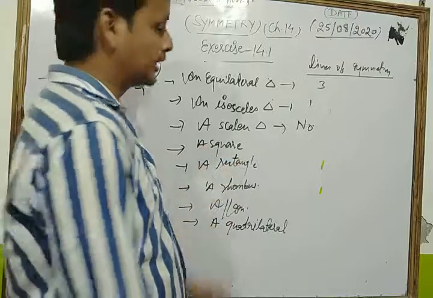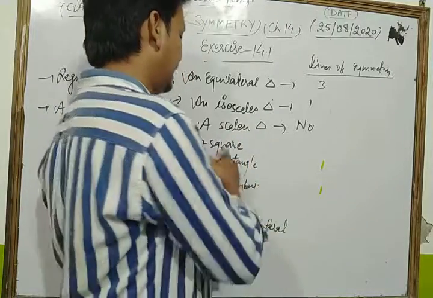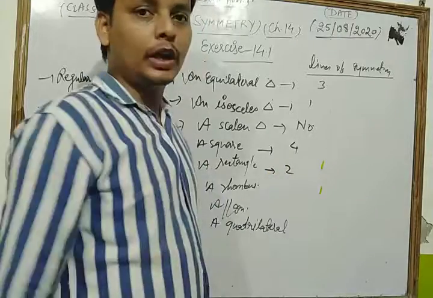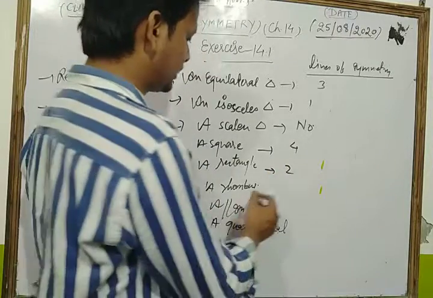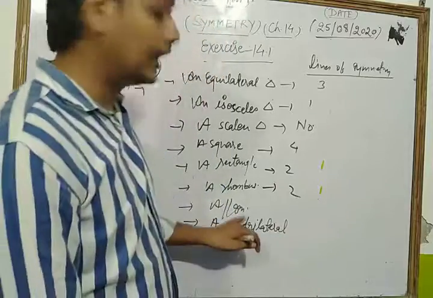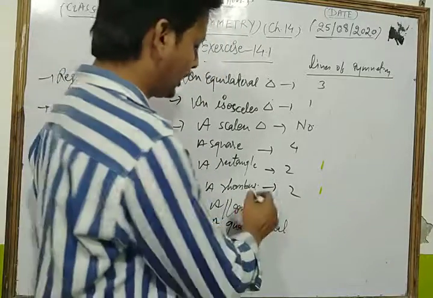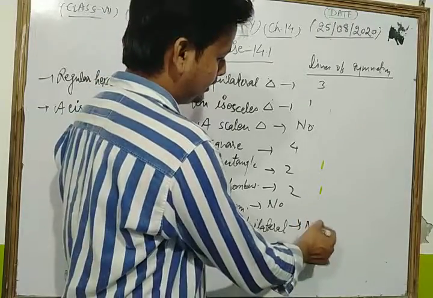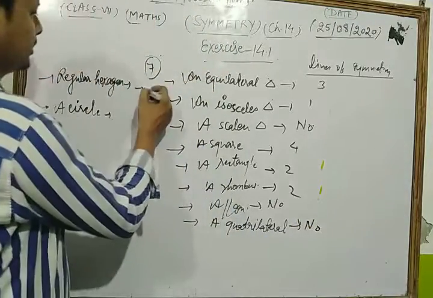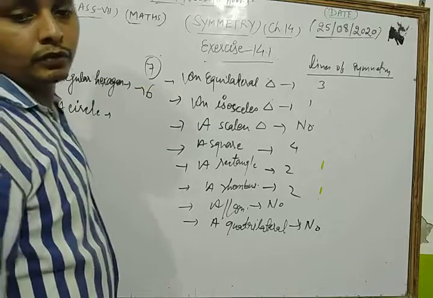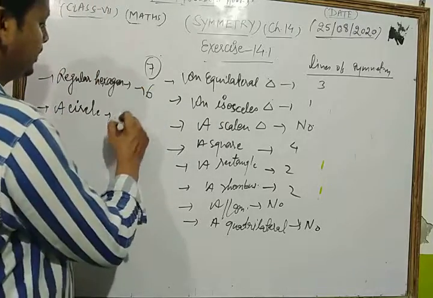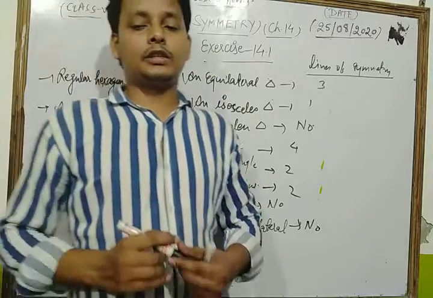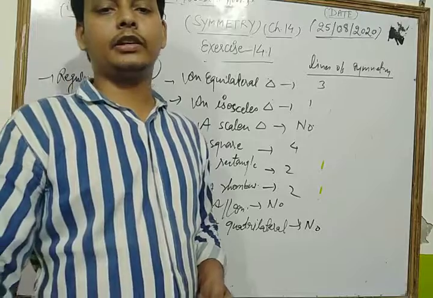As I just discussed, the square is a regular polygon, and a square has 4 lines of symmetry. Similarly, a rectangle has 2 lines of symmetry. Next is the rhombus. A rhombus has 2 lines of symmetry, a parallelogram has no lines of symmetry, and a quadrilateral has no lines of symmetry. A regular hexagon has 6 lines of symmetry, and the circle has infinite lines of symmetry.